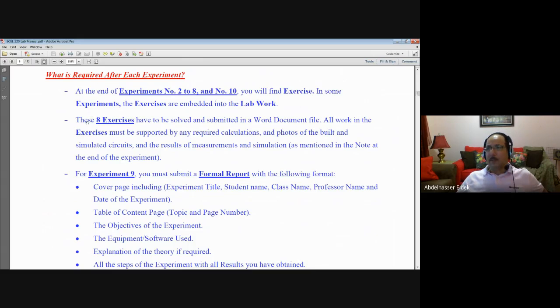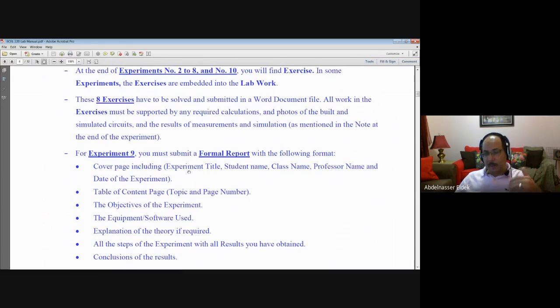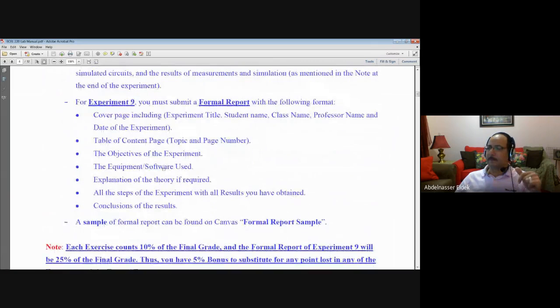These exercises have to be solved and submitted in a Word document file. All work in the exercise must be supported by any required calculation. If you have to do some calculations, you take pictures of the circuit you built and any simulation you did and any results you have. So you have to support your document with all these pictures. It's very important.